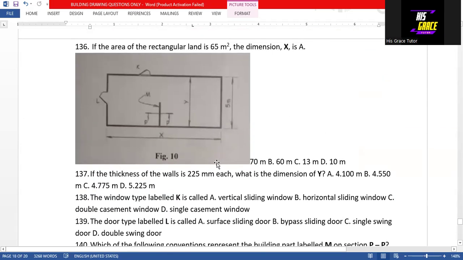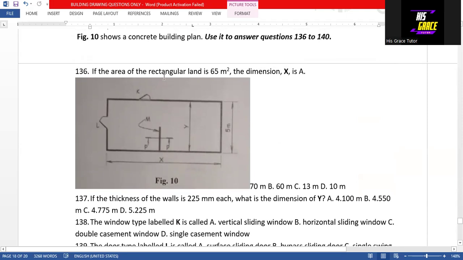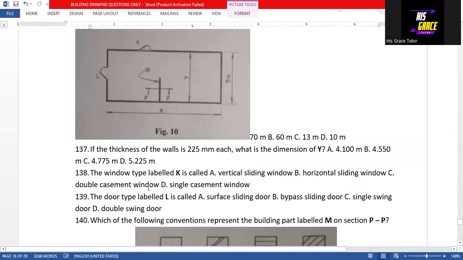Question 136 says, if the area of the rectangular room is 65 meters squared, the dimension X is... So this is dimension X here. If the area is 65 meters squared and the width is 5 meters, the length X will be 13 meters. That is 65 divided by 5, which gives us 13. So option C is the answer to question 136.